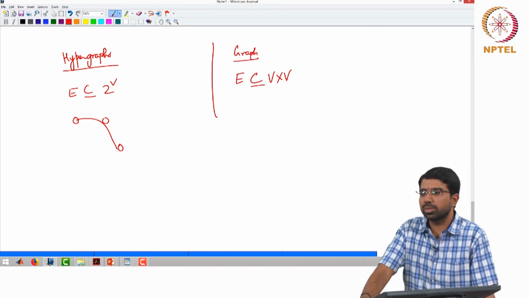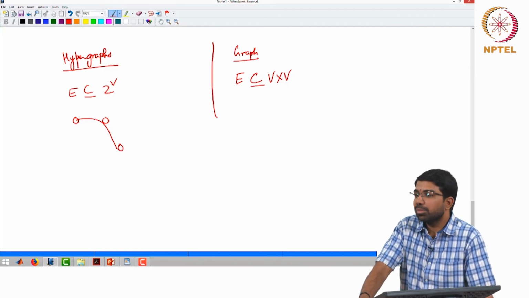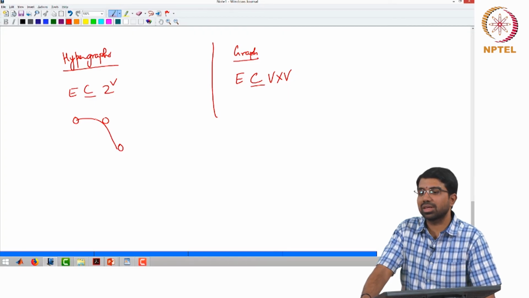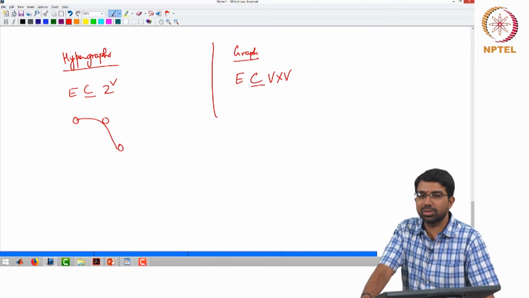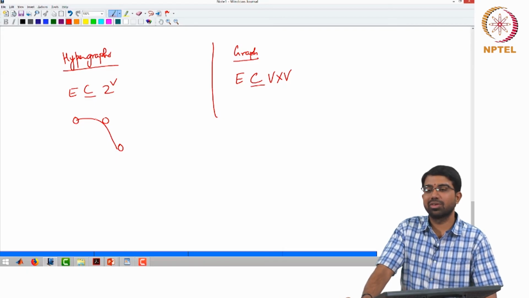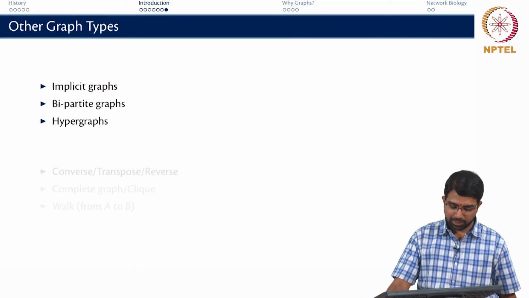Can you see where this would be useful already from what we have seen today? Metabolic networks, right. Metabolic networks are naturally represented as hypergraphs, because you need A and B, you need glucose and ATP to produce glucose 6 phosphate; you can't just convert glucose to G6P. So, do read more about hypergraphs, they are quite important.